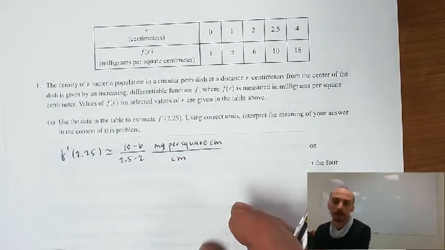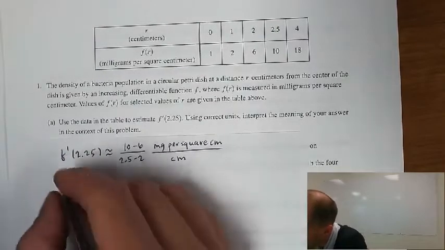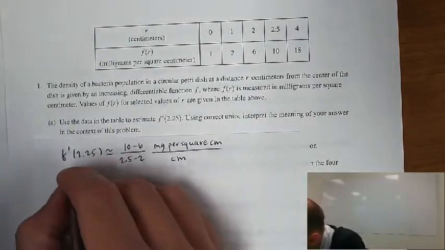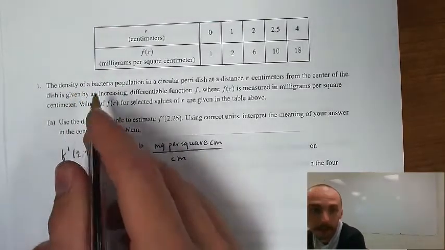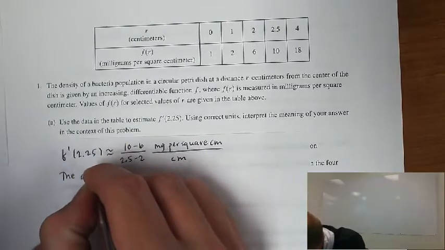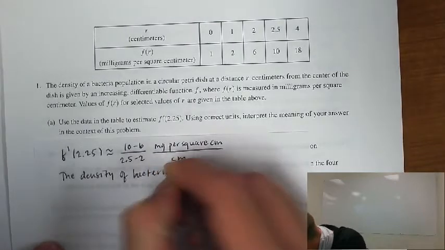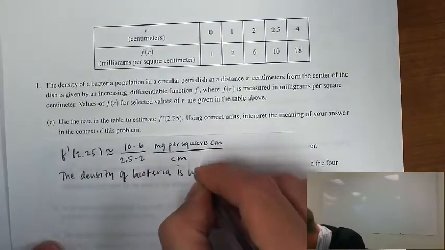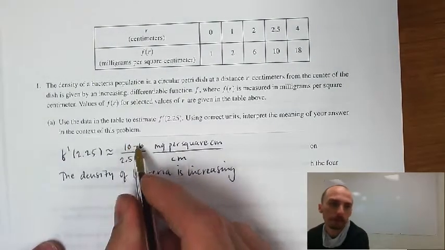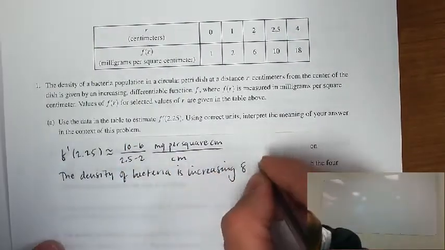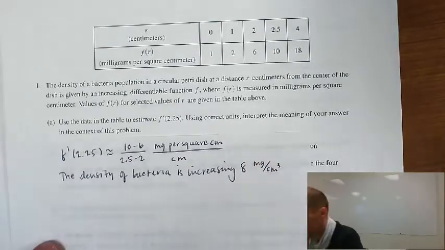Okay. And if I'm asked to interpret the meaning of this answer in the context of the problem, I would say, well, steal the wording from them, density of the bacteria population, or maybe I'll just say density of bacteria, is increasing. Okay, I think this is easy enough. We can actually figure out what this is. It's going to be 4 divided by half is 8 milligrams per cubic centimeter, whatever that means.